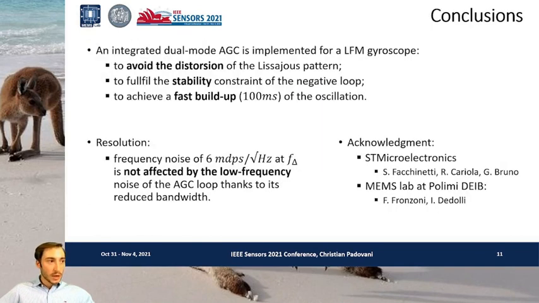To summarize, an integrated dual-mode AGC is implemented for a Lissajous frequency-modulated gyroscope, avoiding the distortion of the Lissajous pattern while fulfilling the stability constraint of the negative feedback loop, and achieving a fast build-up within 100 milliseconds. It maintains a resolution of 6 mdps per square root of hertz at the split frequency, and it is not affected by low-frequency noise of the AGC thanks to its reduced bandwidth.